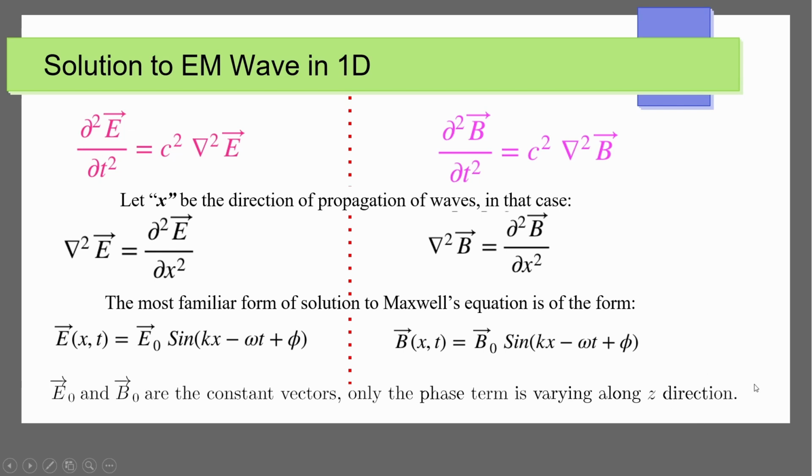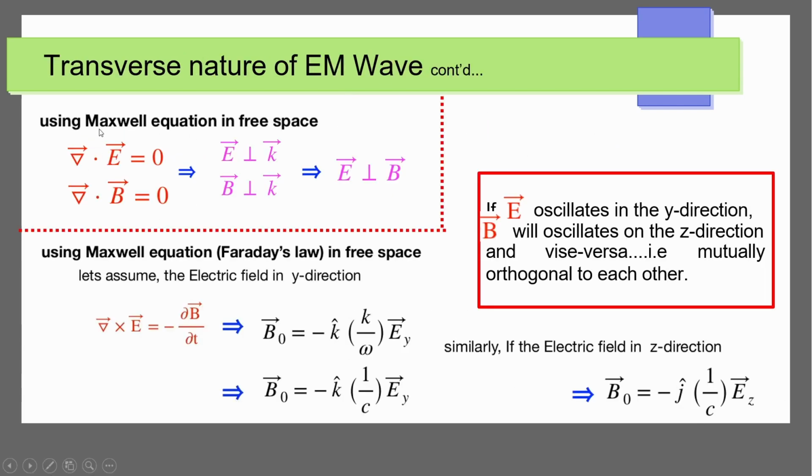along the z direction. So here we use the Maxwell equations in free space to prove that the electric field and the magnetic field are perpendicular to each other while they travel through free space. So basically, if the electric field oscillates in the y direction, the magnetic field will oscillate in the z direction, and vice versa, and therefore they are mutually orthogonal to each other. So this reveals one of the key characteristics of EM waves, that they are transverse in nature, and both electric and magnetic fields move perpendicular to each other.